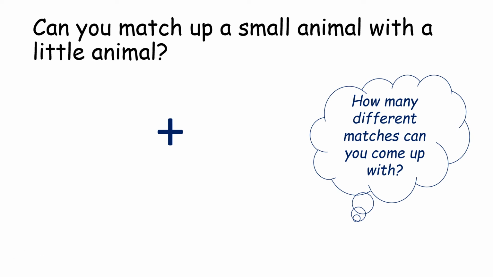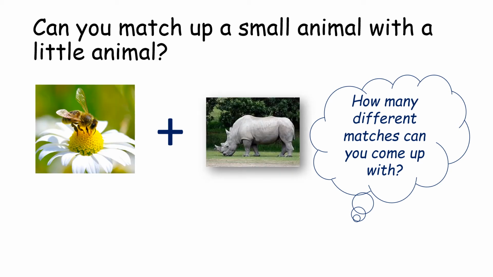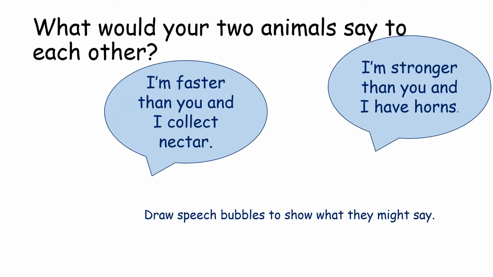So I've chosen my small animal and my big animal, and I went for a bee and a rhinoceros. So those were my two choices. I'd be really interested to hear what your choices were. So I've got my small animal, my bee, and I've got my big animal, my rhino. So now you've chosen your two animal characters for your story. This is your independent challenge for today for you to have a go at when you finish watching the video.